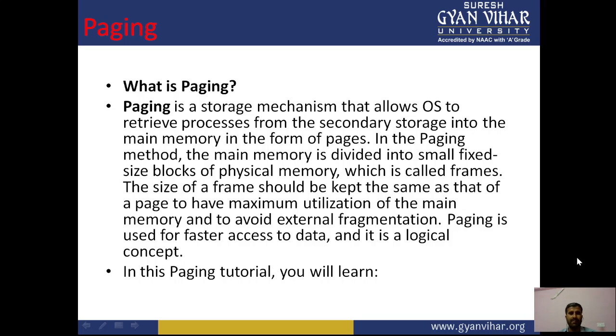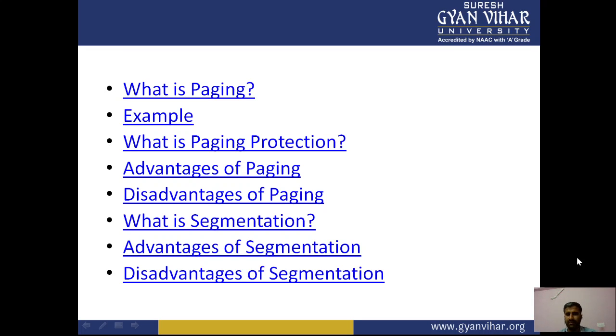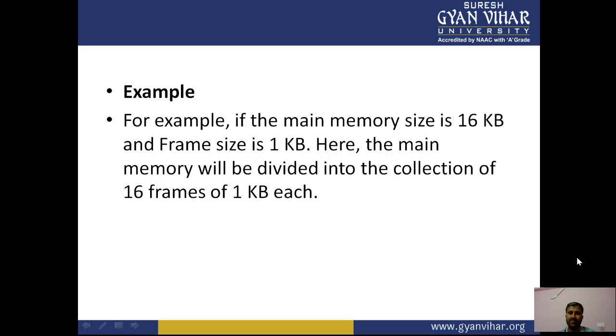In the paging method, the main memory is divided into small fixed-size blocks of physical memory, which are called frames. The size of a frame should be kept the same as that of a page for maximum utilization of main memory and to avoid external fragmentation. Paging is used for faster access to data, and it is a logical concept. In this paging tutorial, you will learn about paging protection, advantages, disadvantages, segmentation, and the advantages and disadvantages of segmentation.